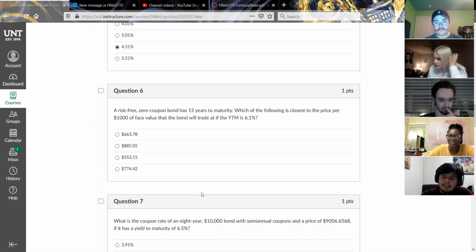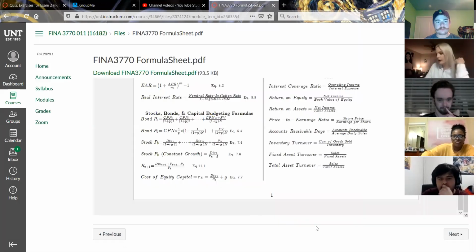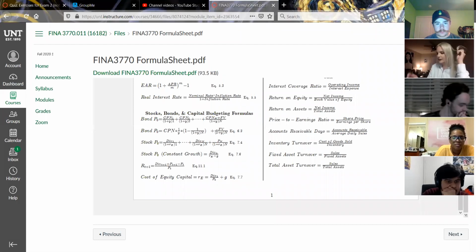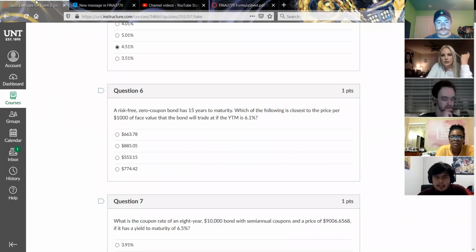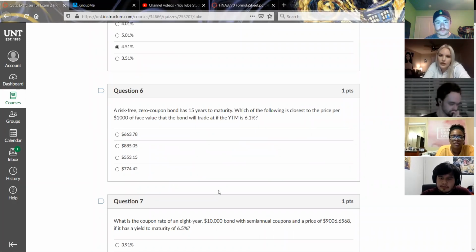Oh, and that's the time for the solution. Okay, so I think for this one, it's the (1 + YTM)^n equals face value divided by price, to the 1 over n, and we're looking for the price, right? It's price per 1,000 of face value, I think. Okay, so let me type out the formula.